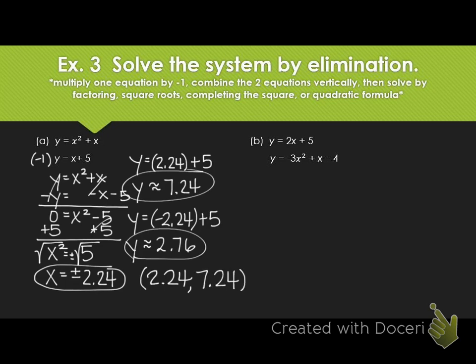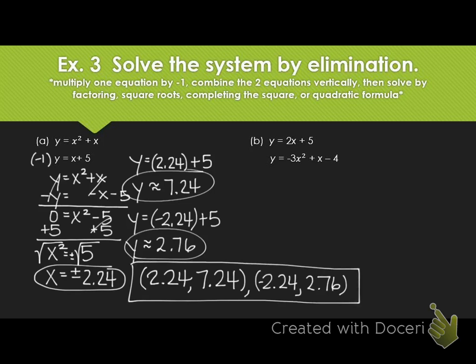All right, someone other than Gage, give me the second one. Negative 2.24 and 2.76. Very good. So again, if I were to graph these, there would be 2 points of intersection.